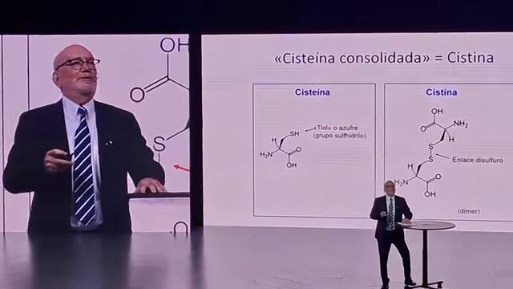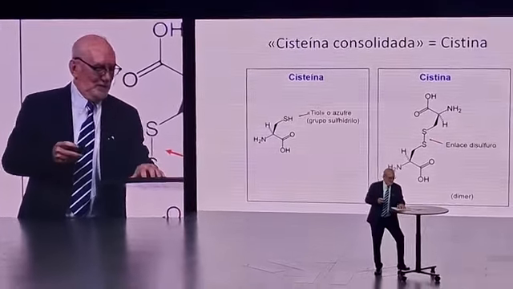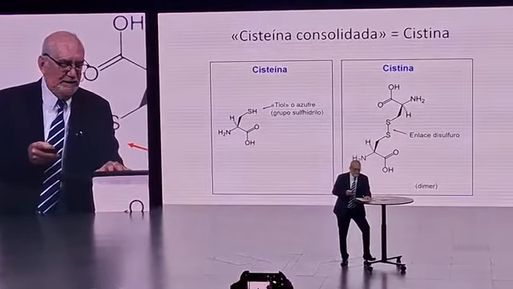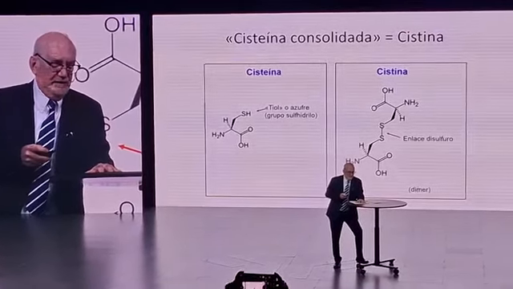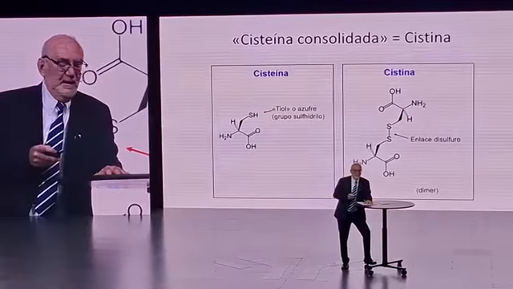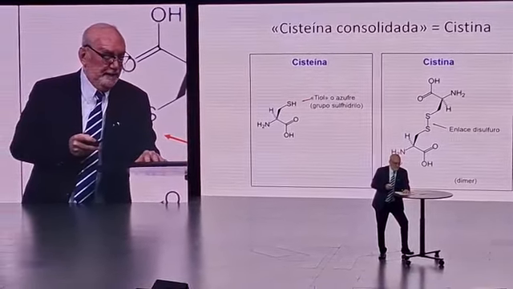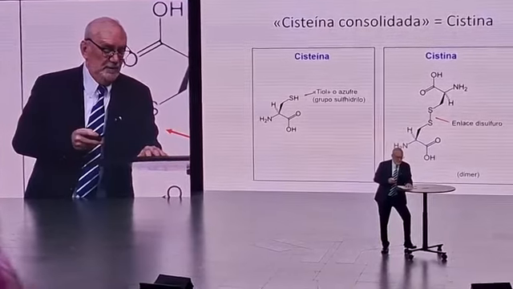Complicated. No, we'll get through this part quickly. I know that some of you want to see this. So we use the term bonded cysteine in place of cystine. Here we see two molecules, and note the sulfide bond between the two cysteines to form cystine.